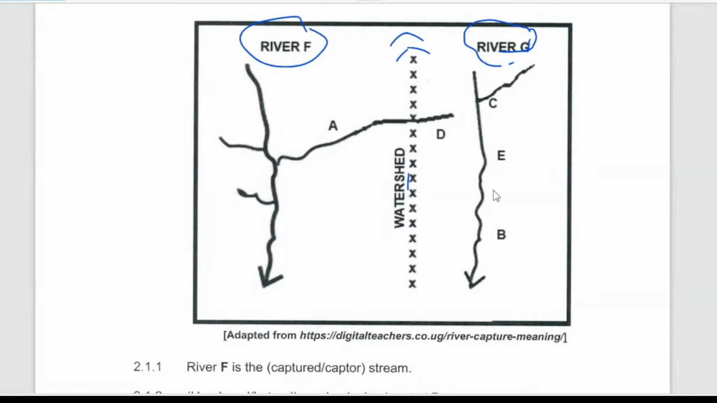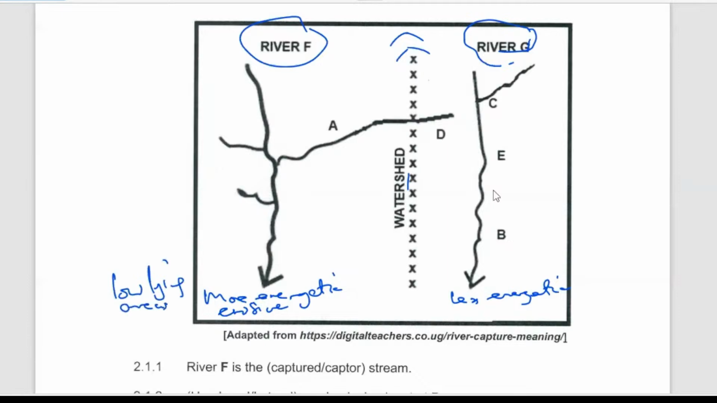We are saying when stream piracy occurs, we have a more energetic river. This river here is more energetic, meaning to say it has more erosive power. And this one is less energetic. A river which is more energetic is the one that flows over a low-lying area. It easily advances towards the watershed. And this one is flowing on a high-lying area, so it has less energy. The river that is flowing on a low-lying area can easily advance towards the watershed. There is what we call headward erosion, which happens.